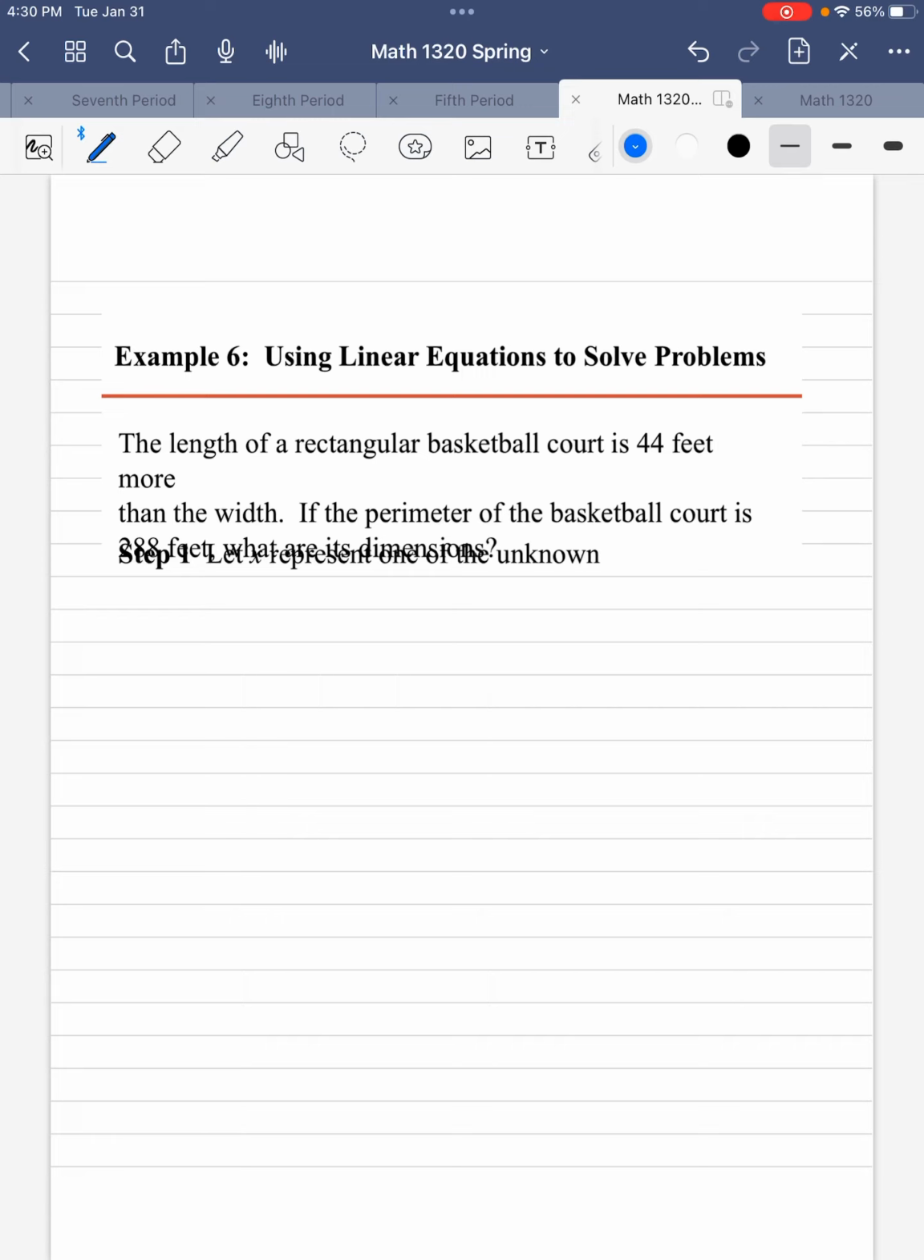It says the length of a rectangular basketball court is 44 feet more than the width. If the perimeter of the basketball court is 288 feet, what are the dimensions? Sometimes it helps if you draw a picture. This is a basketball court, so we know it's a rectangle. The length is 44 feet more than the width. So we're going to make the width W, and we know the length is 44 feet more than that. So we add it.